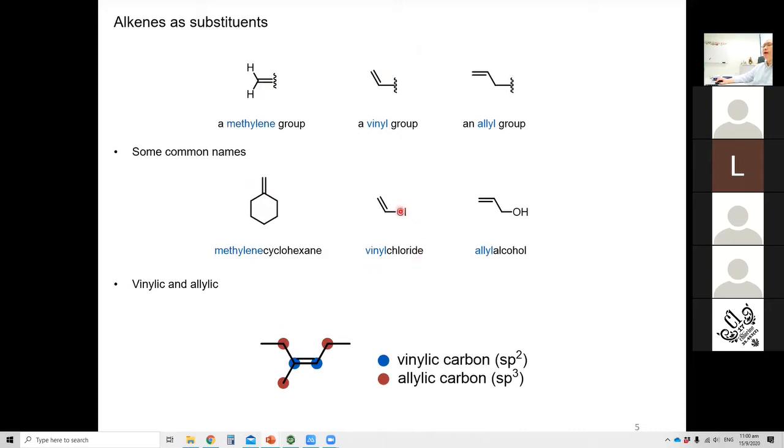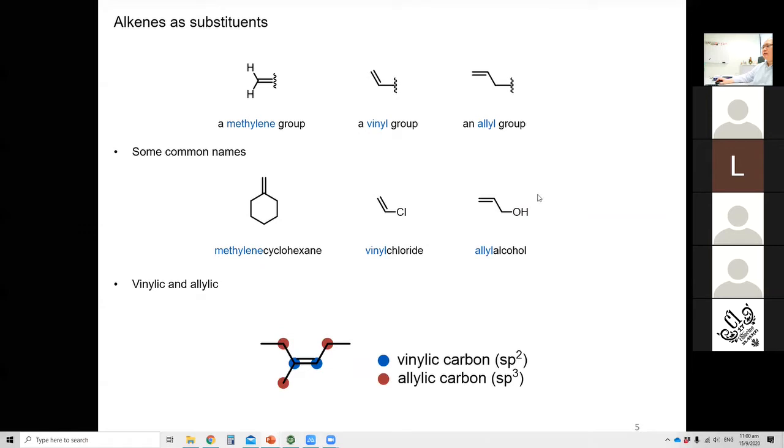So if there's a bromide, vinyl bromide, right? And then again, if the allyl group is substituted with OH, allyl alcohol. What if this OH is chloride? So allyl chloride, all right? These are common names.